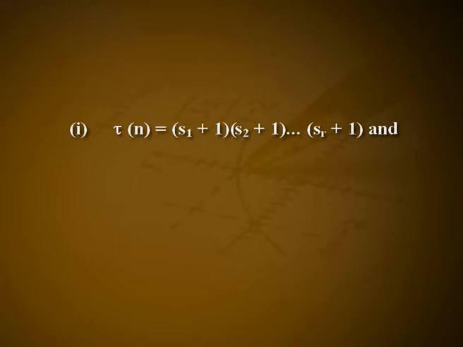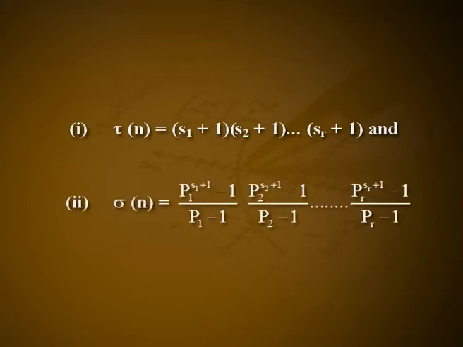Theorem 2. If n = p1^s1 × p2^s2 × etc. × pr^sr, where the pi are distinct primes and the integers si ≥ 1, then for each r ≥ 1, the following hold. 1. Tau of n = (s1 + 1)(s2 + 1) etc. (sr + 1). And 2.